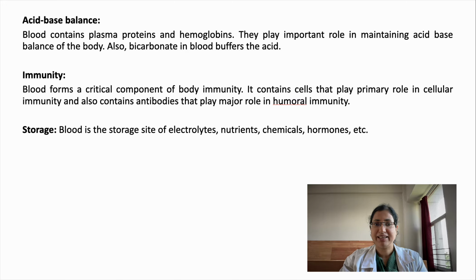Then acid base balance. Blood contains plasma proteins and hemoglobin. They play an important role in maintaining the acid base balance of the body. Also bicarbonate in the blood buffers the acid. So here the importance of maintaining acid base balance is there. And immunity. Blood forms a critical component of body immunity. It contains cells that play a primary role in cellular immunity, and also contains antibodies that play a major role in humoral immunity.